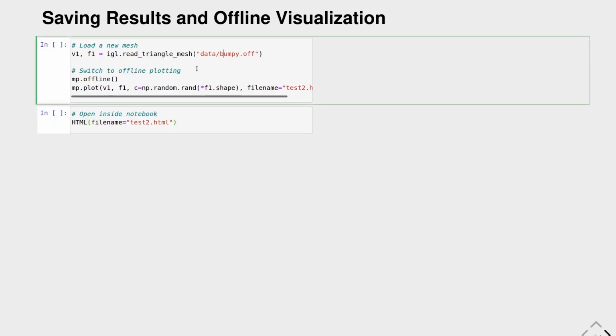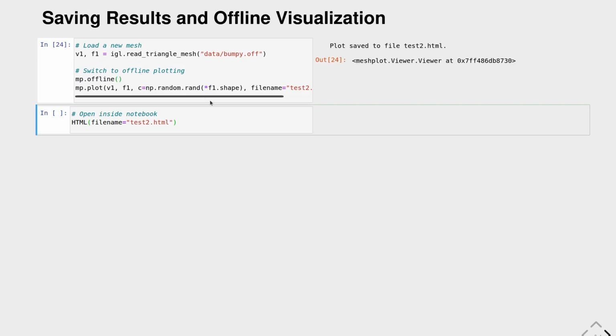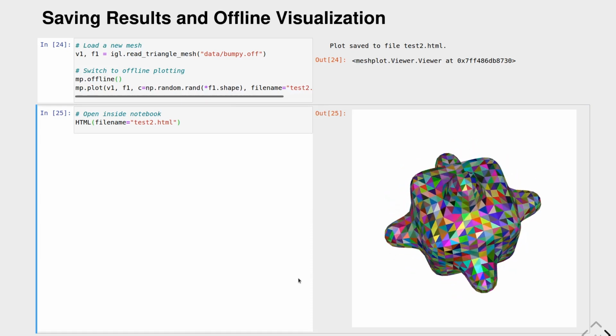Meshplot also gives you the option to directly switch to offline plotting. So let's read another triangle mesh here, and then we're switching Meshplot to offline plotting. So this means that no plotting window is opened here, and then we can just set a file name to the plot directly, and the output is not a plotting window anymore, but a file saved to an HTML file. And this can be sent to somebody else, and it can be opened with a normal browser to have an interactive plot as this one here.